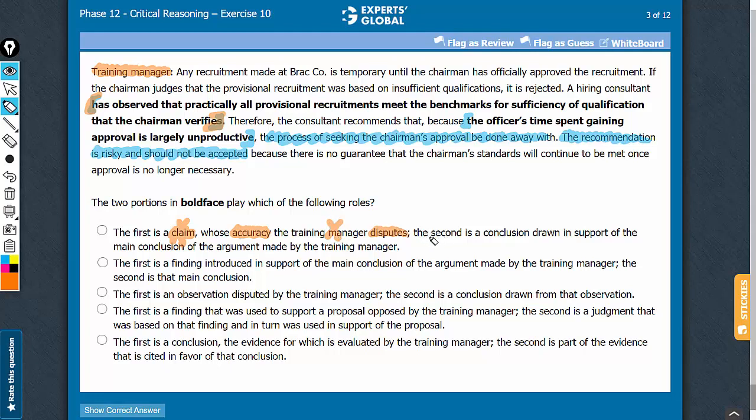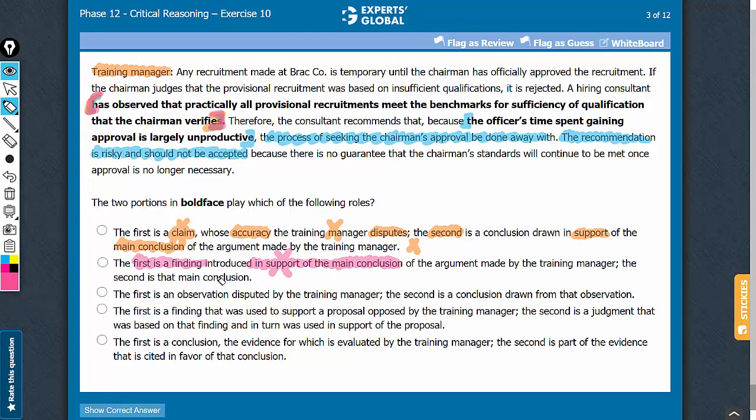Look at the second part here. No, the second is not in support of the main conclusion. See, the main conclusion is against it. So answer choice A has all kind of problems. This is a very poor answer choice. Let's look at answer choice B. Yes, this is a finding, but it has not been introduced in support of the main conclusion. The first boldface is a finding that supports the intermediate conclusion, and the main conclusion is against the intermediate conclusion. So this part is not correct.